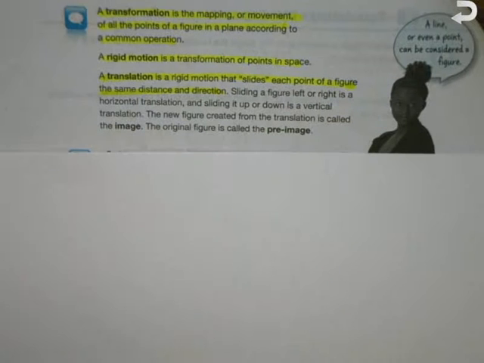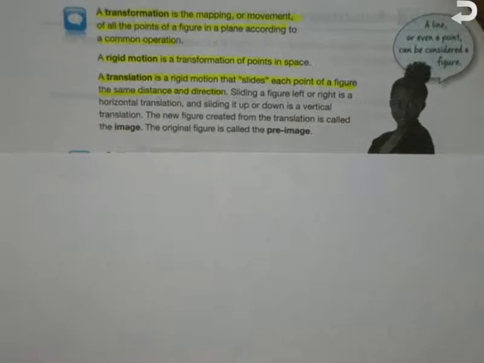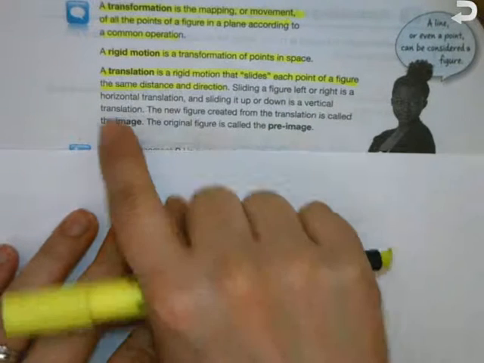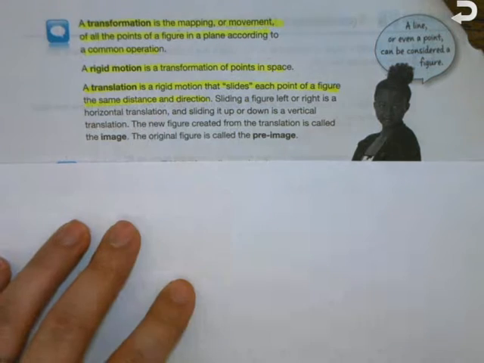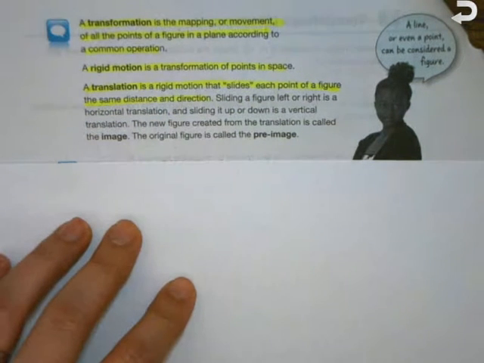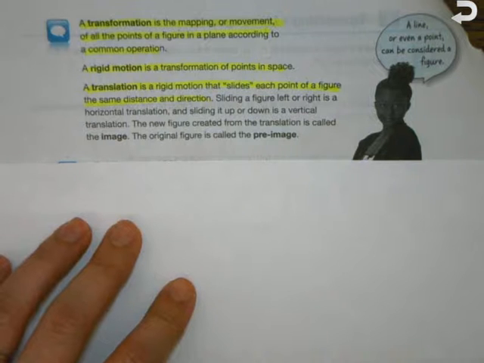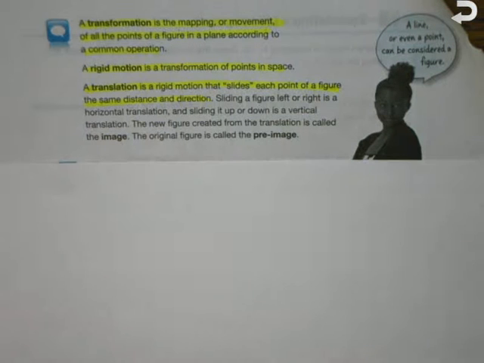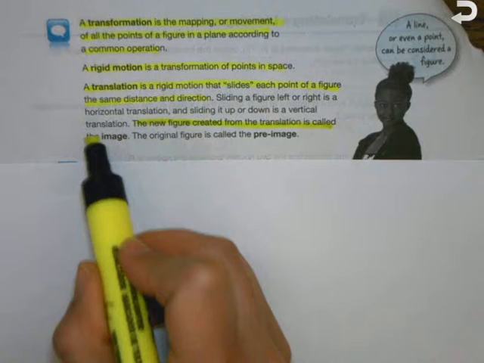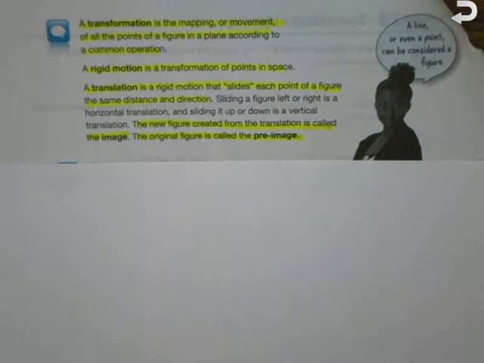And then we had 2 types. We had horizontal translations. So sliding a figure left or right is a horizontal translation because we're moving it side to side. And sliding it up or down is a vertical translation because we're moving it up and down. We've worked with these before. The new figure created from the translation is called the image. The original figure is called the pre-image. So pre-image is what you start with, the image is what you end with. Okay? And then let's look at number 5.